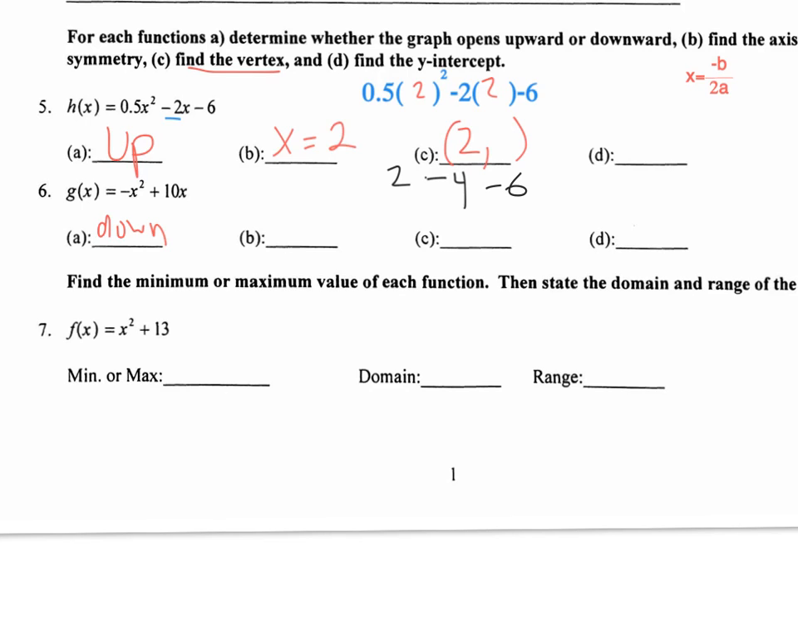So what is 2 minus 4 minus 6? 2 minus 4 is negative 2. Negative 2 minus 6 is negative 8. So our y value is negative 8. That's how we get that answer there.